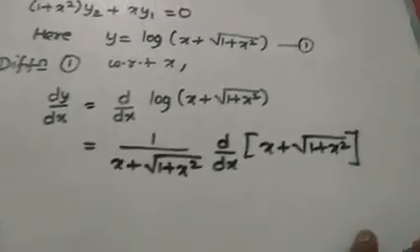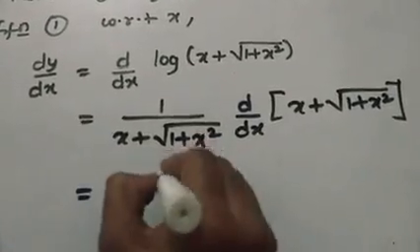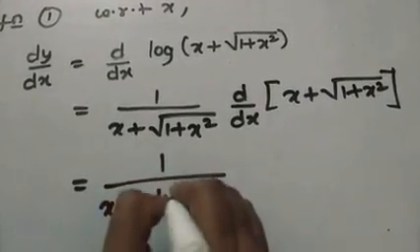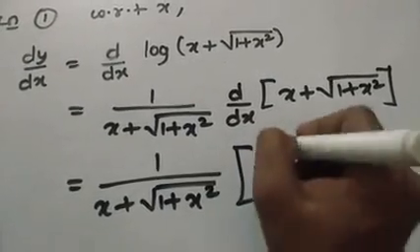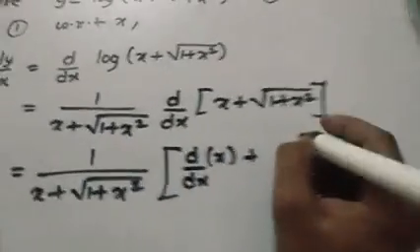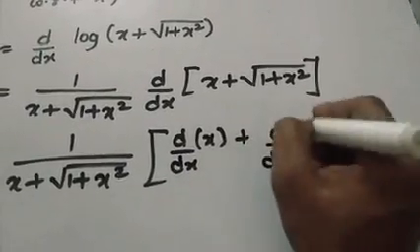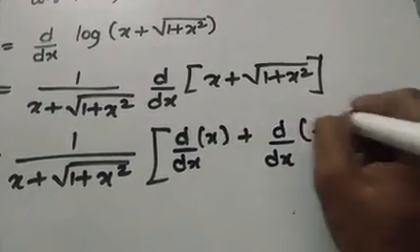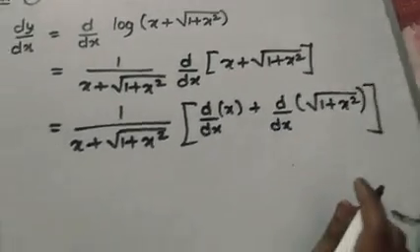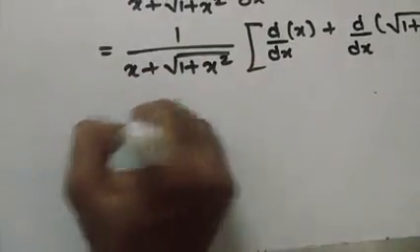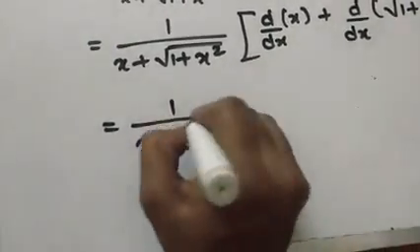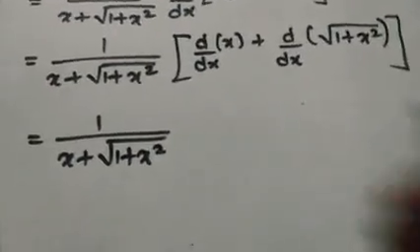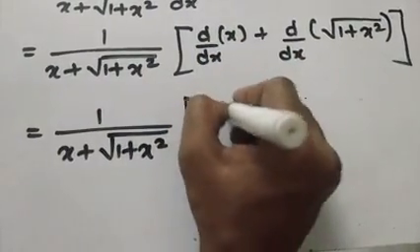Okay, now further differentiating this, that is d dx of x, and here d dx of square root of 1 plus x square, over x plus root over 1 plus x square. On this side d dx of x is 1. Okay, now d dx of the root part.